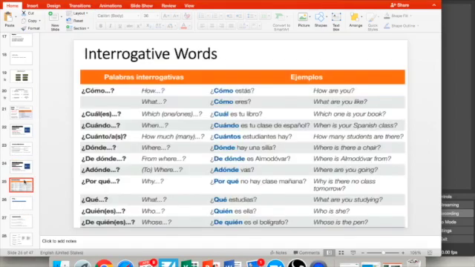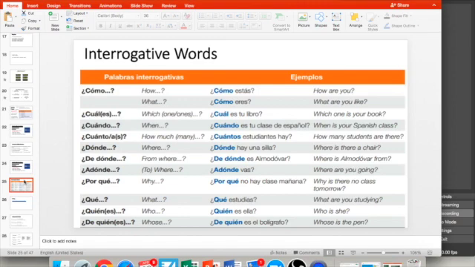So there's a chart here that tells you all interrogative words in Spanish. You have cómo, which can mean how or what, cuál or cuáles, which or which ones. Cuál is which singular, and cuáles, which ones. You have cuándo, which means when. Cuánto, how much, or cuántos, cuántas, etc.